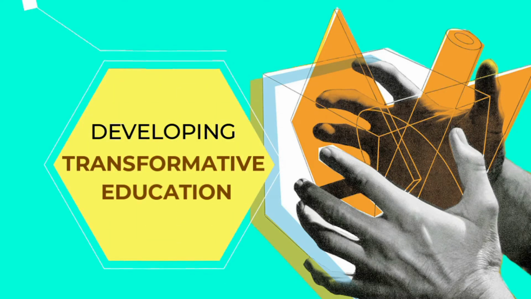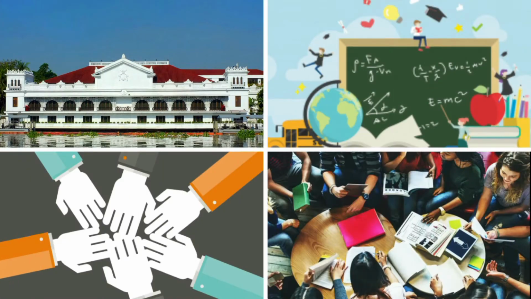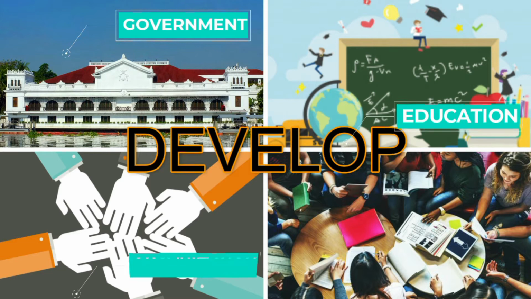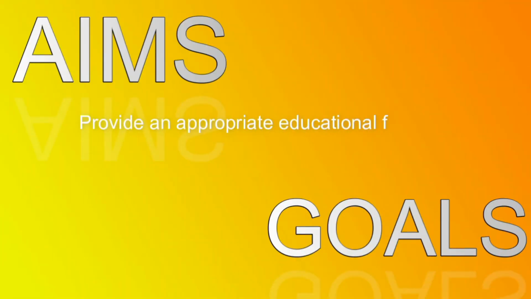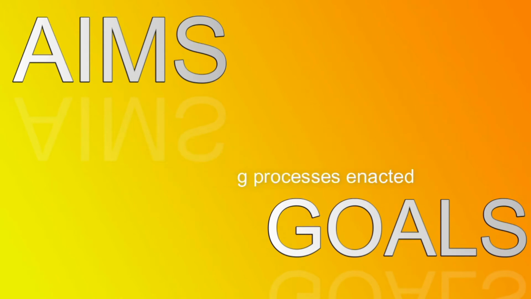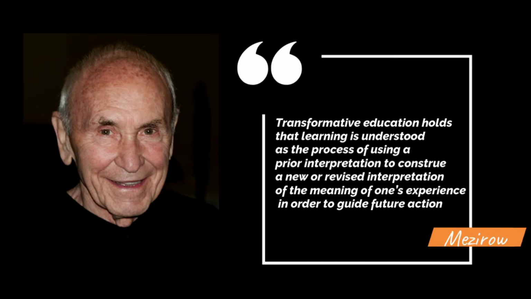Developing transformative education. Why transform? Transformation is necessary because it will serve as a basis to develop the government, educational institutions, organizations, and the people pursuing the goals and objectives of education. The aims and goals of transformative education is to provide an appropriate educational framework within which to situate the teaching and learning processes enacted. According to Mezirow, 1996, transformative education holds that learning is understood as the process of using a prior interpretation to construe a new or revised interpretation of the meaning of one's experience in order to guide future action.